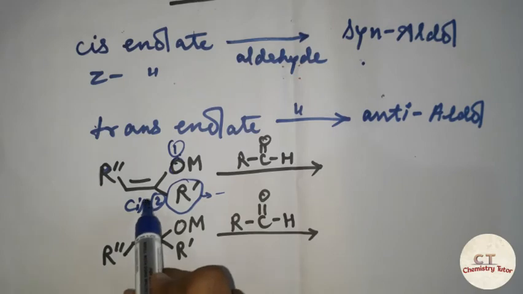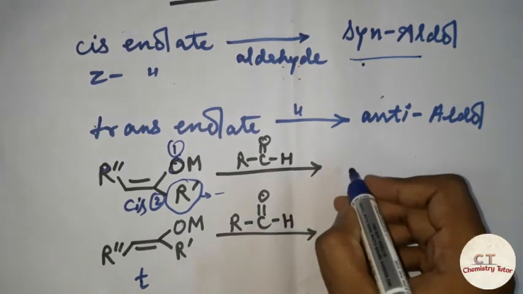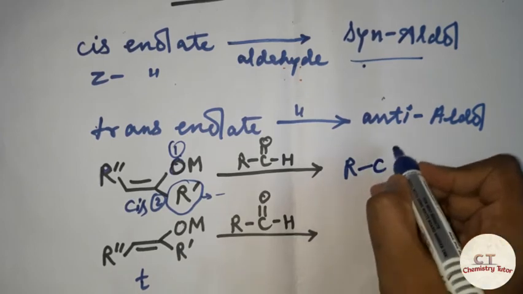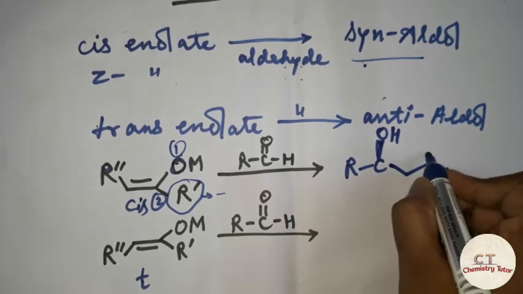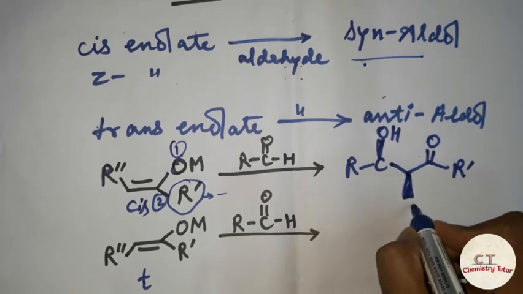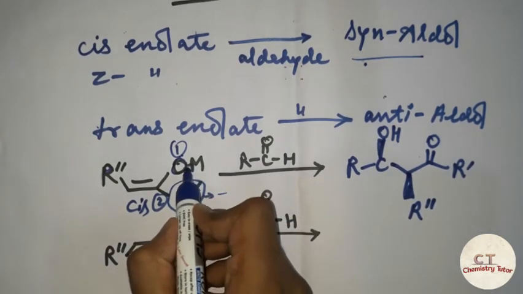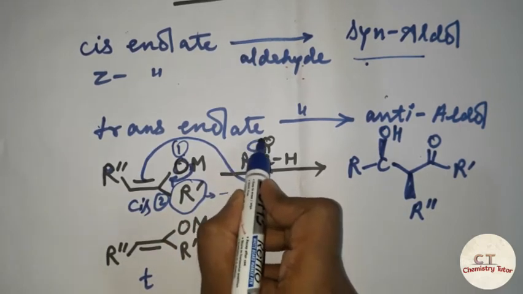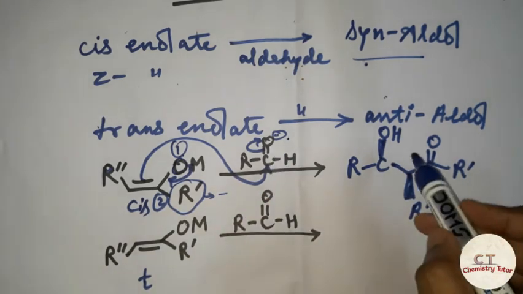Now on reaction of this cis-enolate with aldehyde, it gives us syn-aldol. So let me write the syn-aldol for you, R, C, I will explain it. So R double dash, okay. So how is this formed? This bond will come there and this bond is going to attack here, and negative charge will generate in here. It will further abstract a proton from the solution, okay. Then we are going to get this.